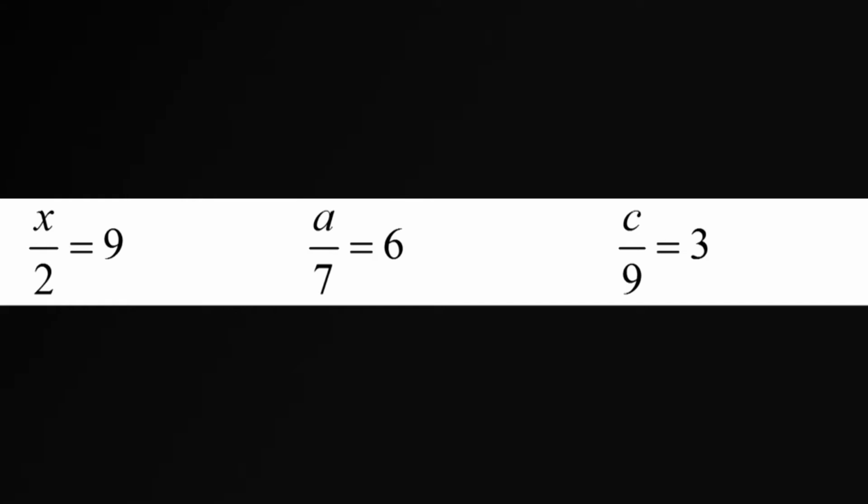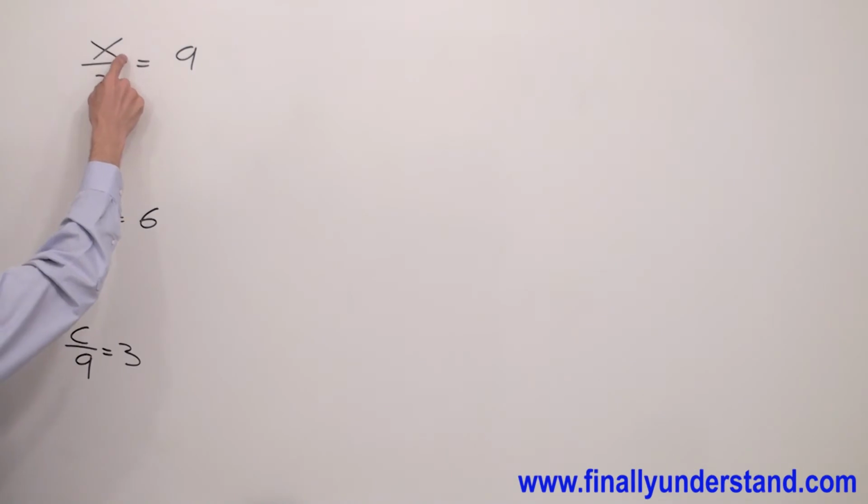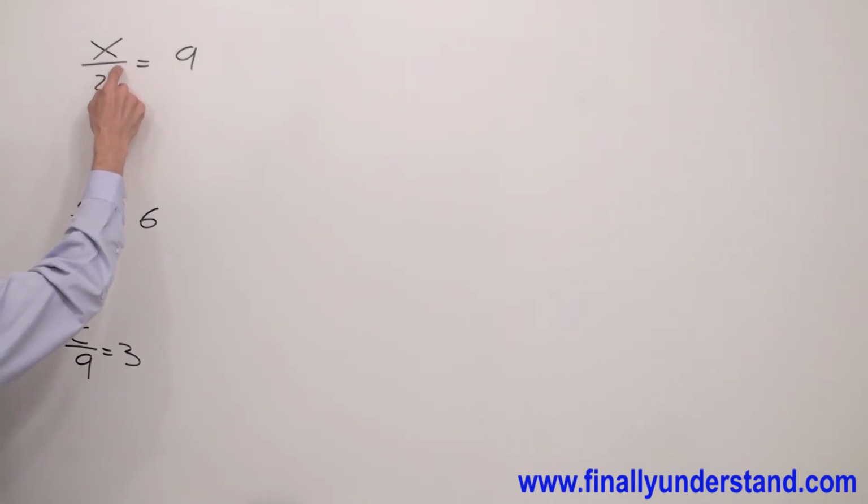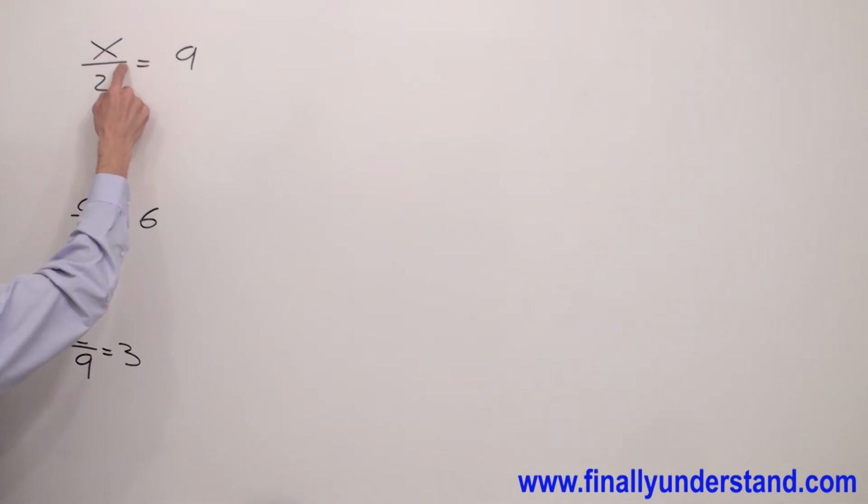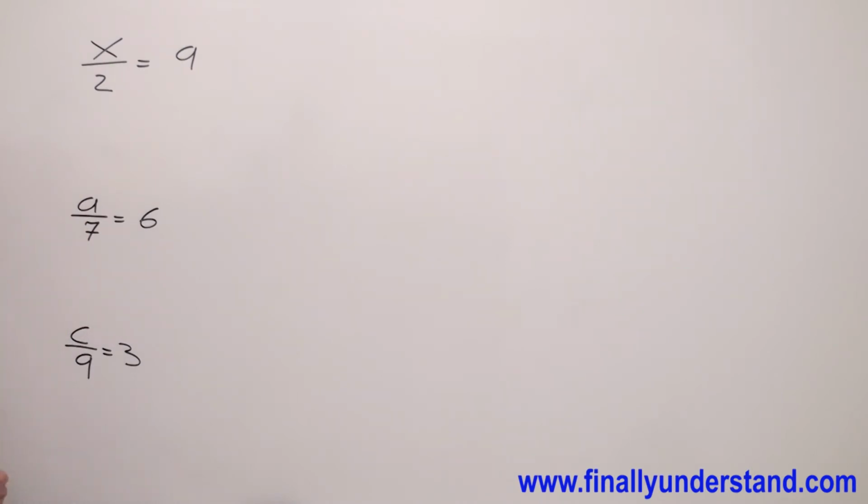x divided by 2 is equal to 9. x is part of the fraction. In order to find the value of x, I have to eliminate the fraction. Fraction represents division. In order to eliminate division, we have to use multiplication.